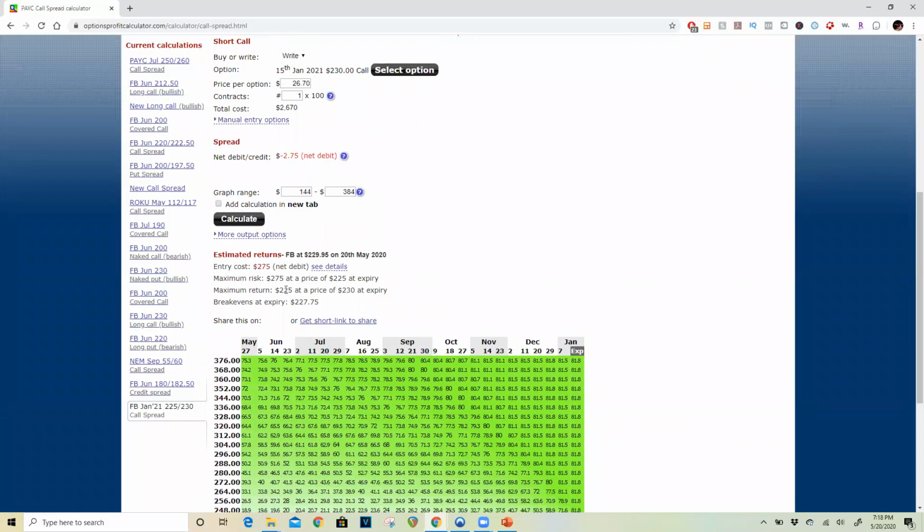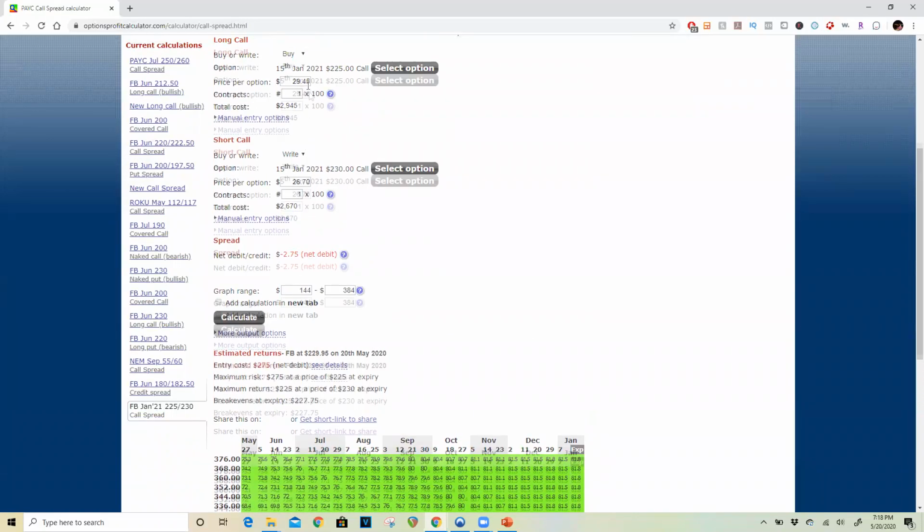And if the price goes from $230 to $227, you actually lost about $2.25 on that share. But in this case, you pay $275 and you get a return of $225. This is actually the profit, by the way.